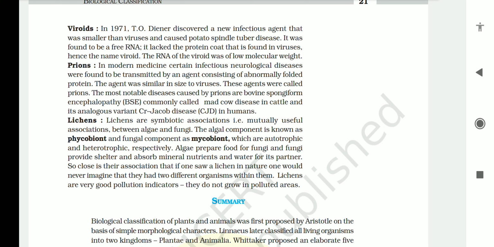Lichens. Lichens are symbiotic associations, that is, mutually useful associations between algae and fungi. The algal component is known as phycobiont and the fungal component as mycobiont, which are autotrophic and heterotrophic respectively. Algae prepare food for fungi, and fungi provide shelter and absorb mineral nutrients and water for their partner. So close is the association that if one saw a lichen in nature, one would never imagine that there were two different organisms within it. Lichens are very good pollution indicators. They do not grow in polluted areas.